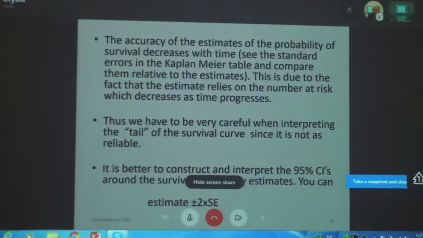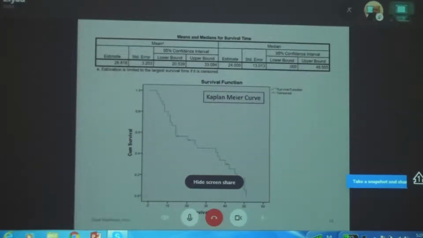Again, as I mentioned before, it's better to construct and interpret the 95% confidence interval of the survival probability estimates. So you can use the estimate plus minus 2 times the standard error. The other thing the computer will generate for you is something called the mean and the median survival times, along with their confidence intervals. And this is the Kaplan-Meier curve that it shows you. Now these are very common outputs that we use. We don't use the mean survival time a lot. We use more what we call the median survival time.